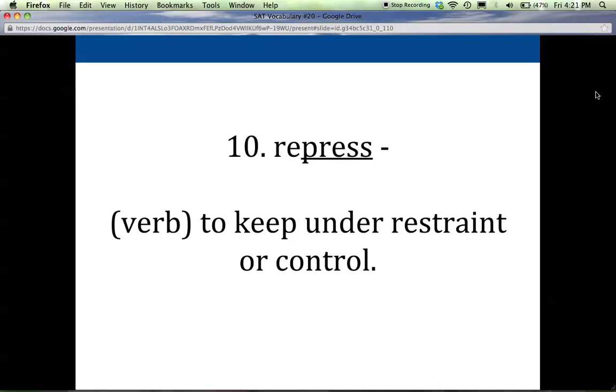Ten is repress, and I underlined the word press to help you remember what this word means, because it's a verb, and when you repress, you literally push things down. You press them down to keep them under control, under restraint, particularly feelings. We repress a lot of feelings. Some people repress memories because they can't handle them. They don't want to deal with them. So they press them to the back of their heads to try to maintain control.